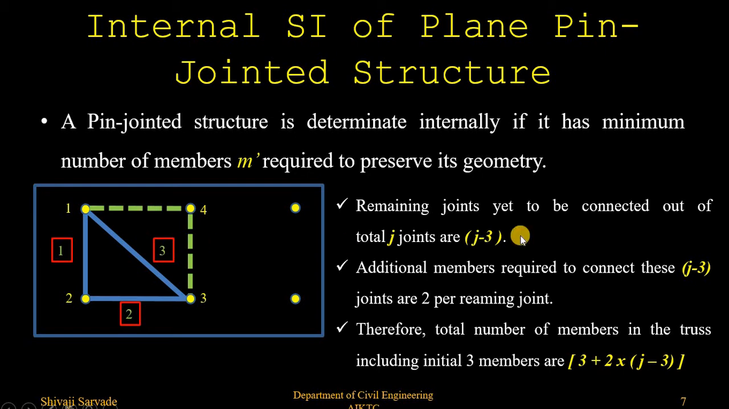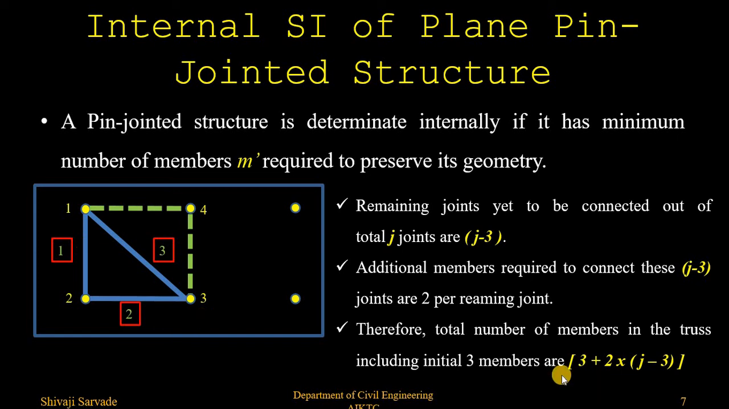Indirectly what it means is, let's say M' are the initial members required to preserve the geometry, which are nothing but the 3 members. So 3 joints, 3 members. Now how many joints are remaining? Already we have 3 joints. So whatever is the additional joint, for example, I have said that J is the number of joints, so the joints remaining are nothing but J minus 3. For every joint, how many members are required? It is 2 members. So if I wish to connect any additional joint, I have to add 2 members.